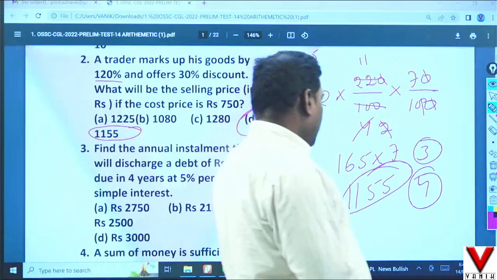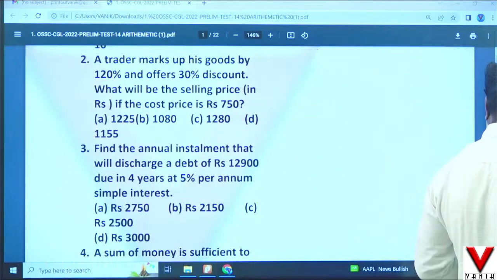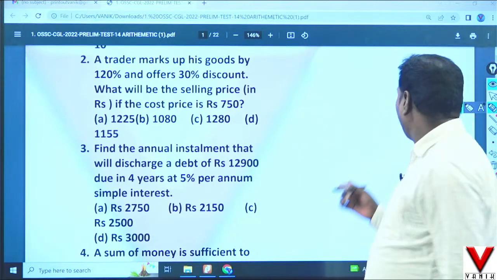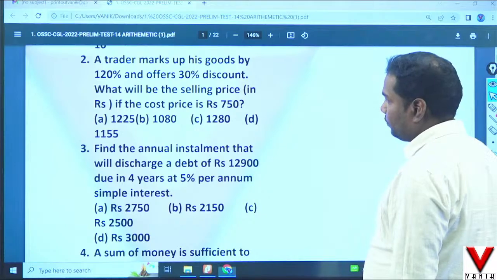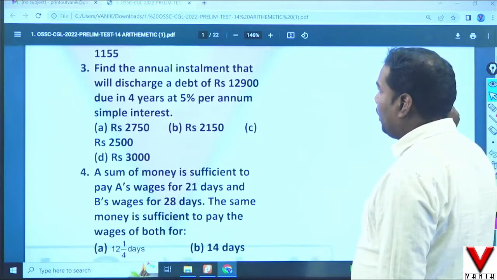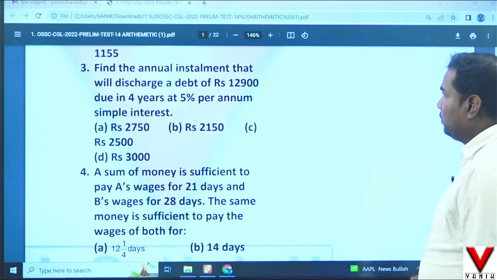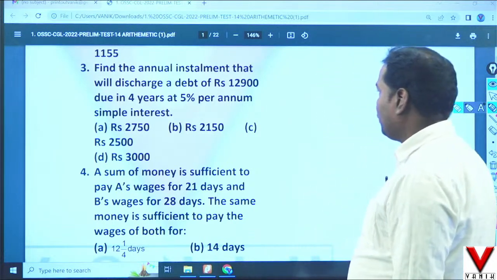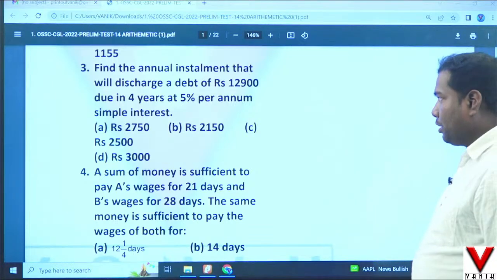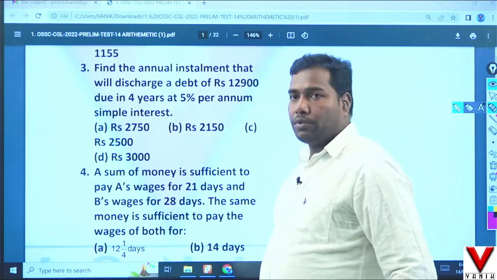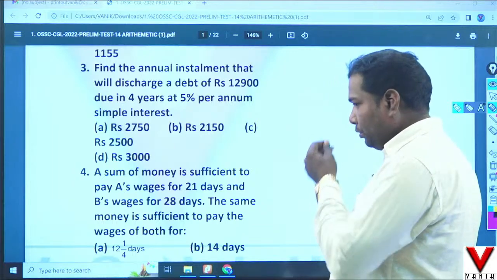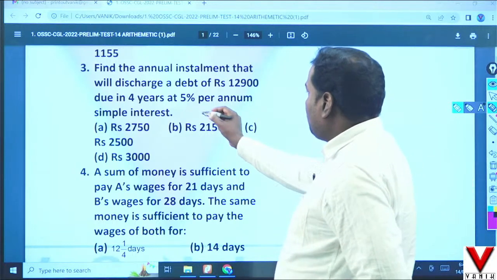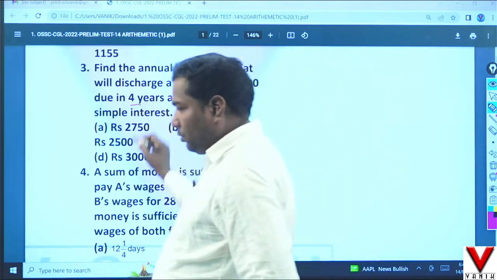Kindly solve this question, question number 3. Try to solve this question. Find the annual installment that will discharge a debt of 12,900 rupees due in 4 years at 5% per annum simple interest. Okay. So here 5% per annum for 4 years.